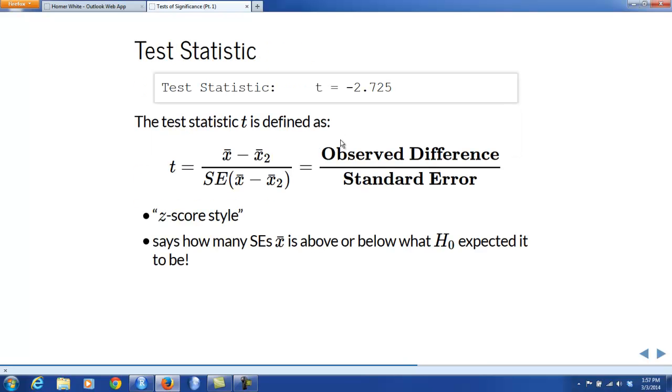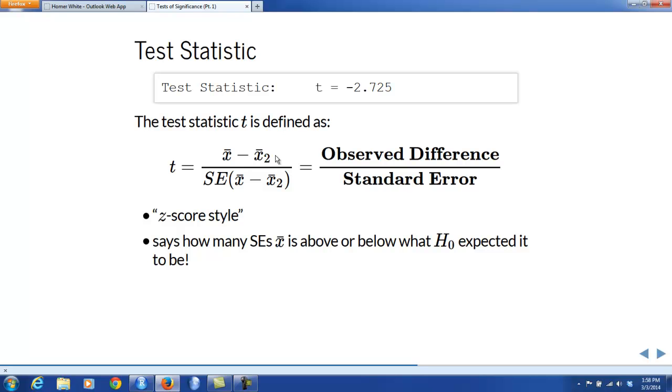How about the test statistic? It's computed as negative 2.725. The formula for the test statistic is the observed difference, that is, the difference that we see between the two sample means, divided by the standard error for this difference. You can still think of this as being z-score style, because we've got a value from our data, x1 bar minus x2 bar, and we can imagine subtracting off 0, which is what the null expects it to be. When you subtract off 0, it doesn't make a difference, and so the 0 is not shown in the formula.